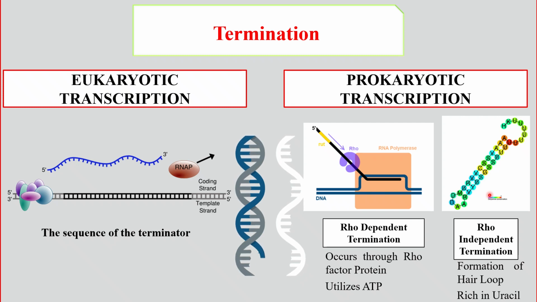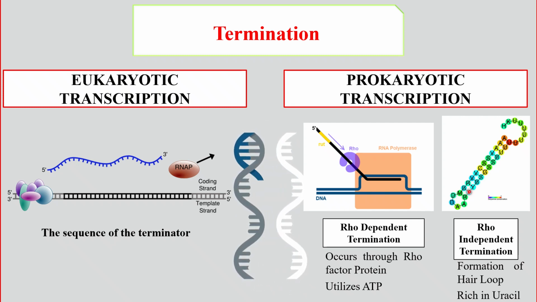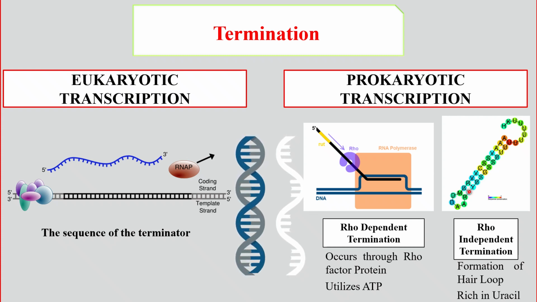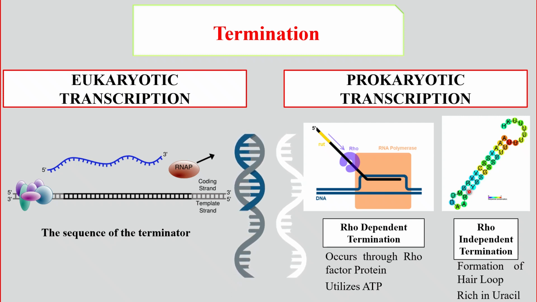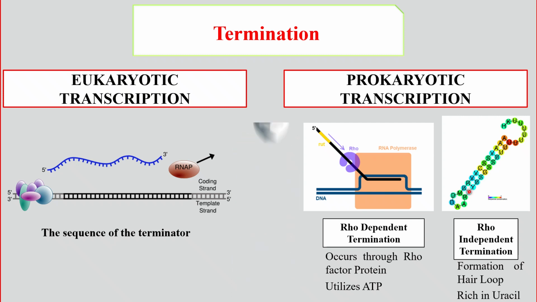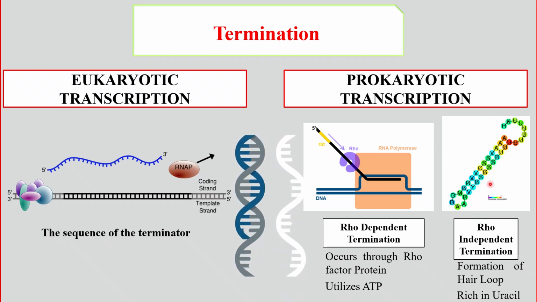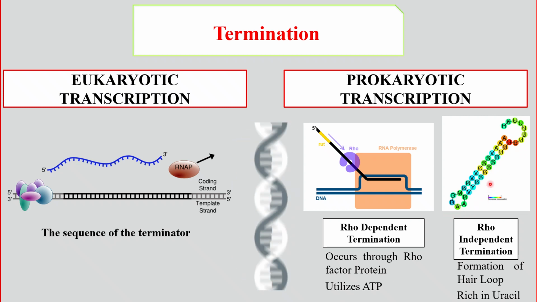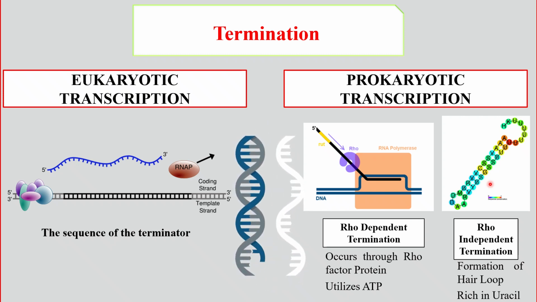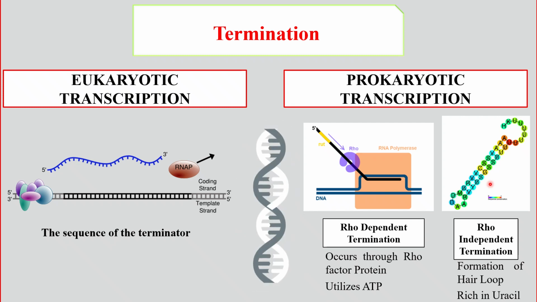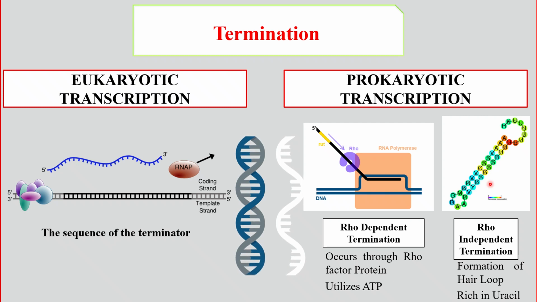In rho independent termination, when the termination sequence is reached, this RNA will fold back and form complementary base pairing, and by forming the complementary base pairing, it will lead to the formation of a hairpin loop. Because of this hairpin loop formation, the RNA polymerase will not be able to make the copy of these sequences and will dissociate from there. RNA polymerase will dissociate, and the RNA transcript will also be set free.